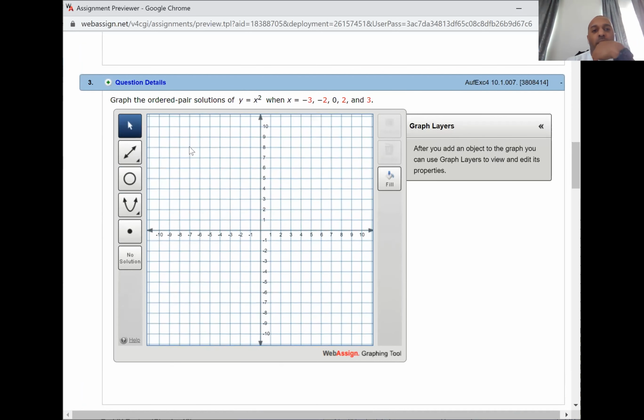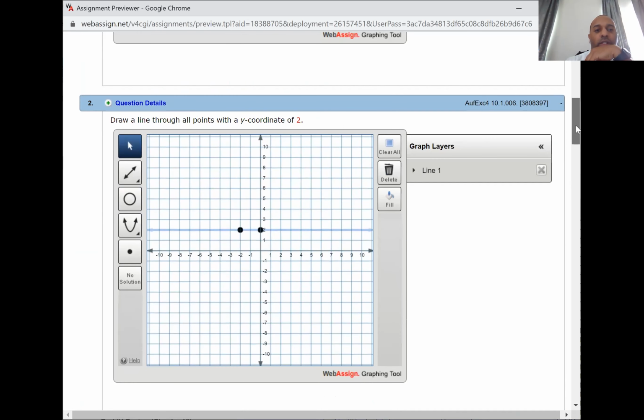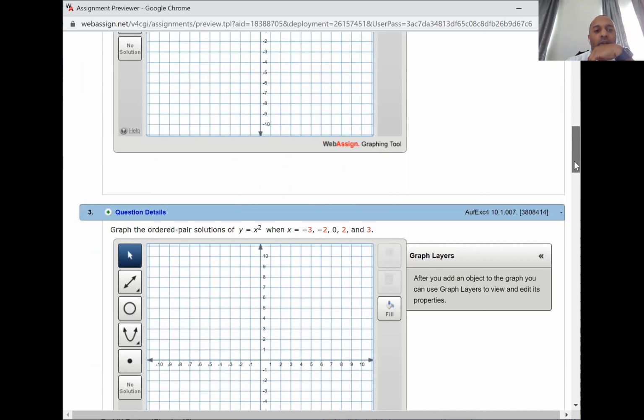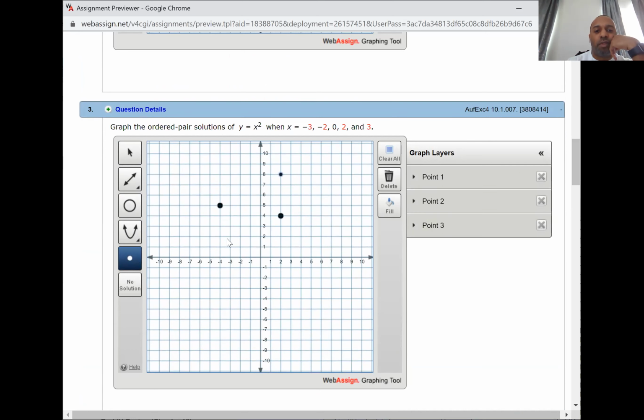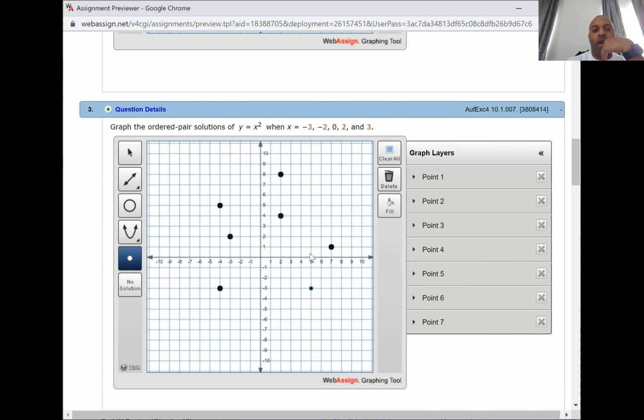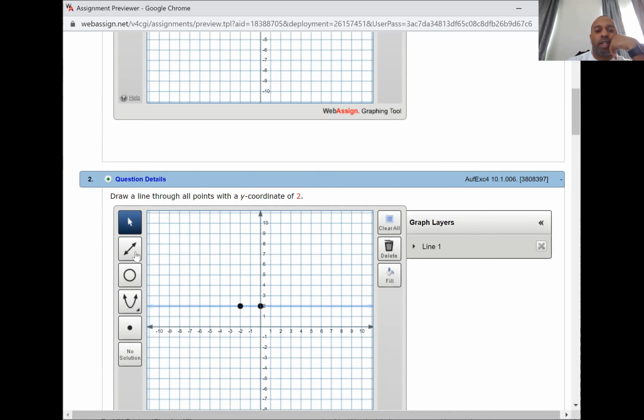Now this is when I was talking about number 3. Notice how it says, let's look at the difference in directions. So 1 and 2 say draw a line. Number 3 says graph the ordered pairs. So here you wouldn't click on this option. You would just do points for each one that you want to do, and you're not graphing a line. So make sure you guys watch out for that. For number 3, you're just graphing points. But 1 and 2 actually wanted you to graph a line, so that's when you would use this option.